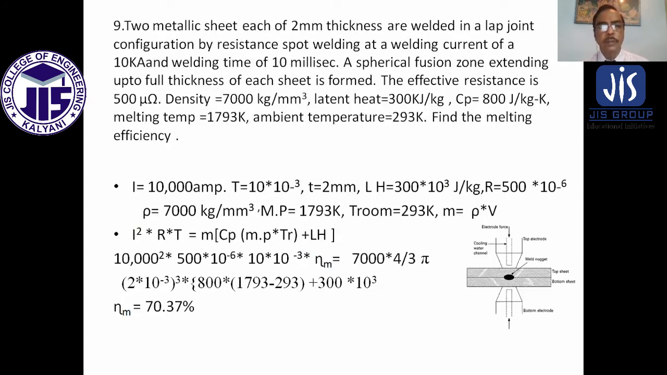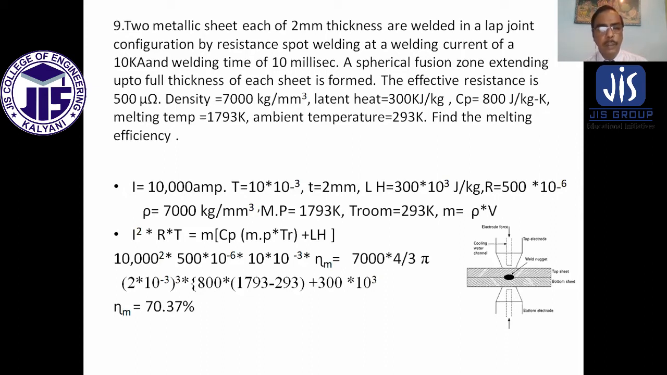Two metallic sheets, each of 2 millimeter thickness, are welded in a lap joint configuration by resistance spot welding at a welding current of 10 kilo ampere and welding time of 10 millisecond. A spherical fusion zone extending up to the full thickness of each sheet is formed. The effective resistance is 500 microohms. Density is 7,000 kg per meter cube. Latent heat is 300 kilojoule per kg. Cp is 800 joules per kg Kelvin. Melting temperature is 1793 Kelvin. Ambient temperature is 293 Kelvin. Find the melting efficiency.